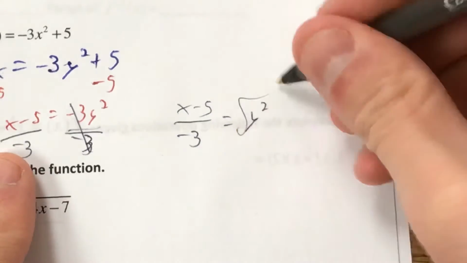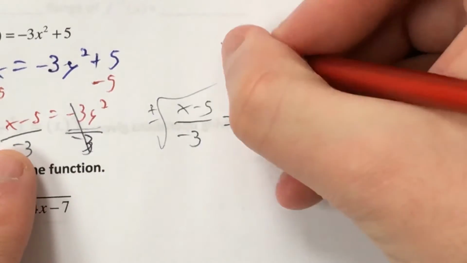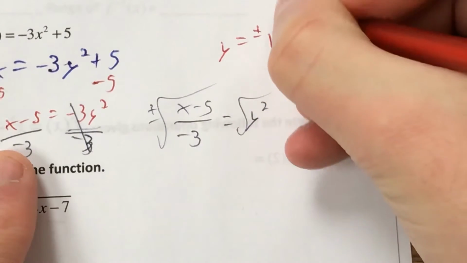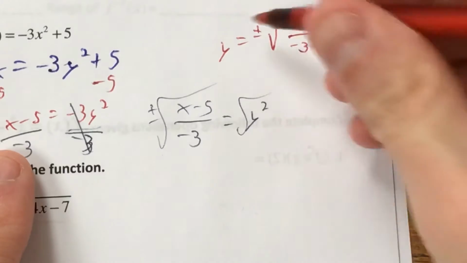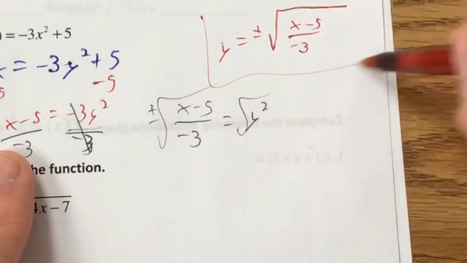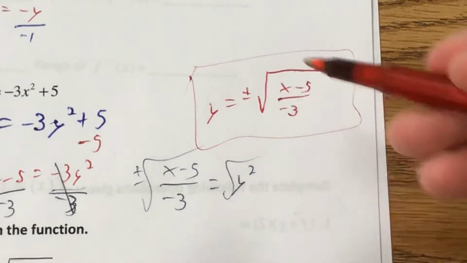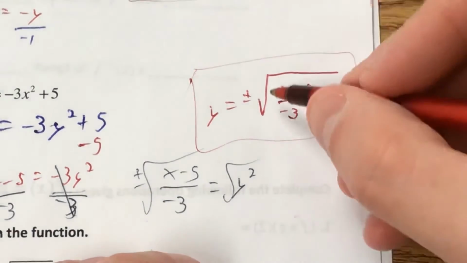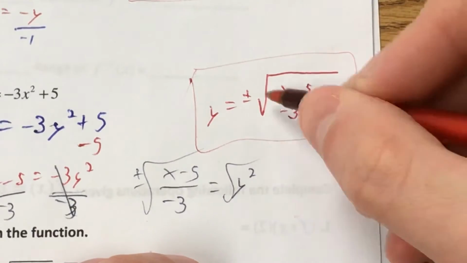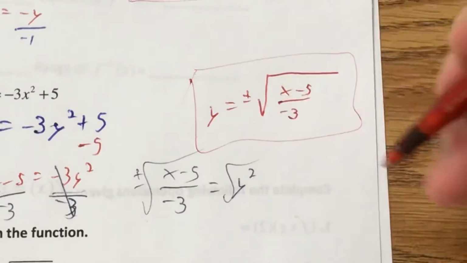And then square root both sides again, putting a plus or minus. So you would get y equals plus or minus the square root of x minus 5 over negative 3, like that. Okay, and that would be the answer. There's technically more stuff you can do with this to simplify it. A lot of times people will not want you to have a square root on the bottom, so you can rationalize the denominator, but that's all I'm going to go for right now.